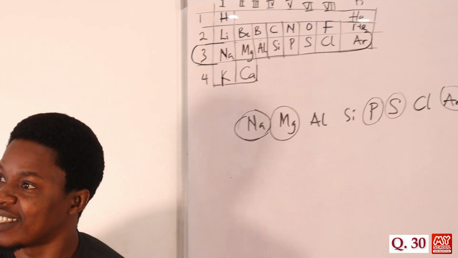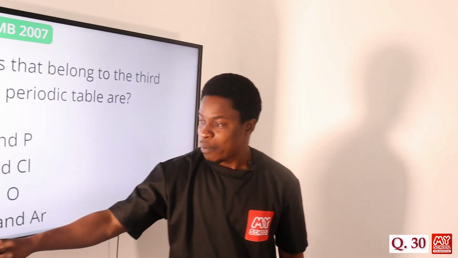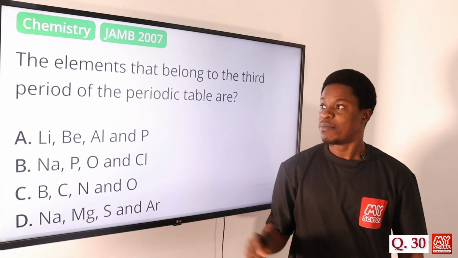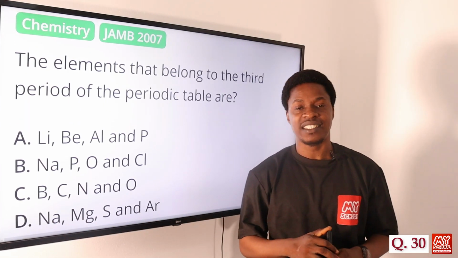Let's move on to the screen. Option D, sodium, magnesium, sulfur, and argon. All of these ones are in period 3. So the correct answer is option D.